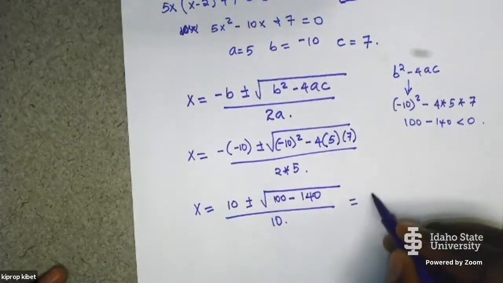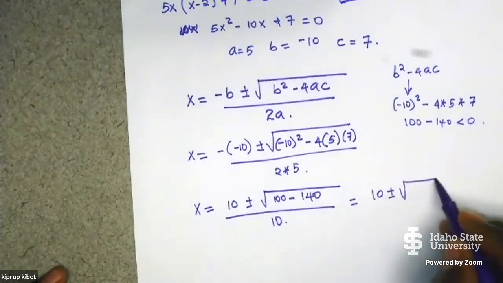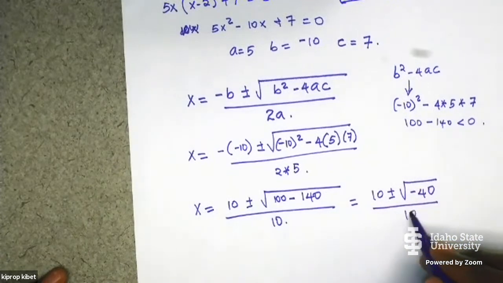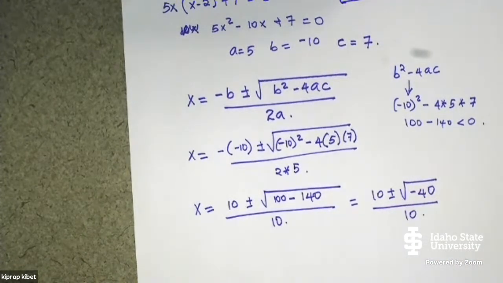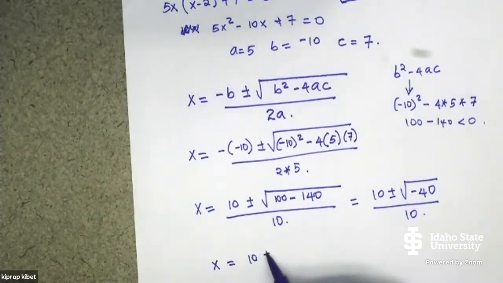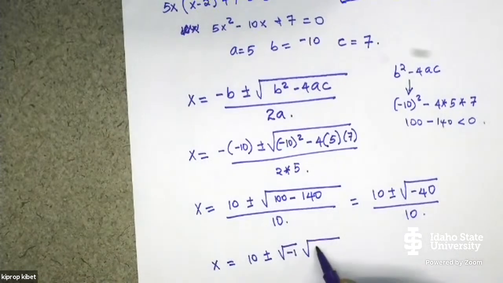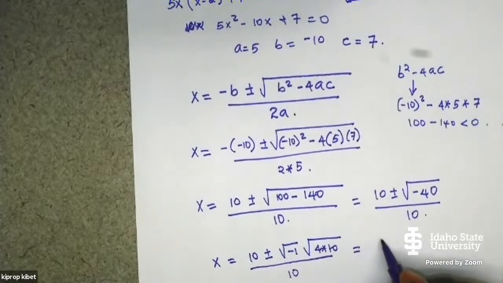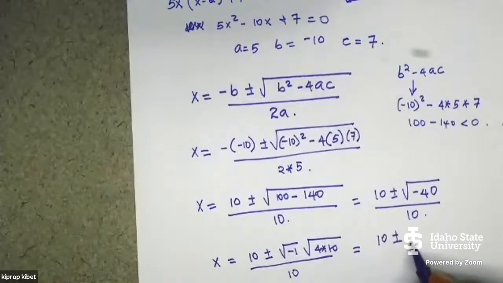This one will give us 10 plus or minus the square root of what? Minus what? 40 all over. And finally, this is our x equals 10 plus or minus the square root of -1, the square root of 4 multiplied by what? 10, right? Divide by 10.